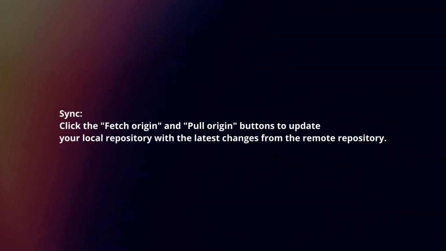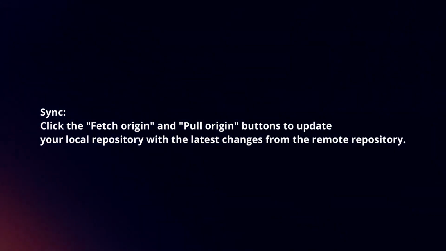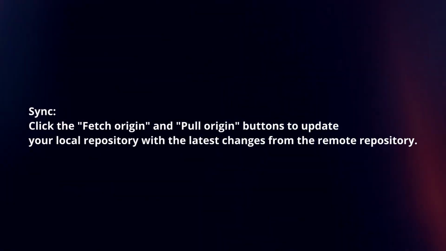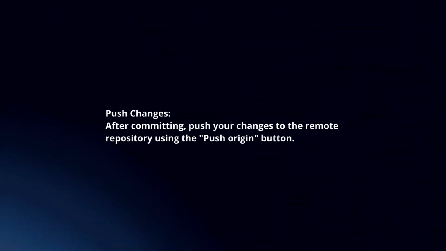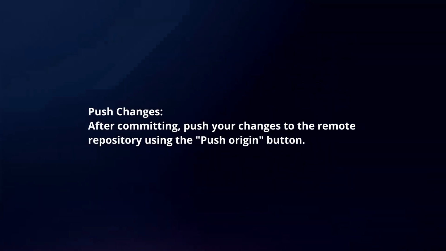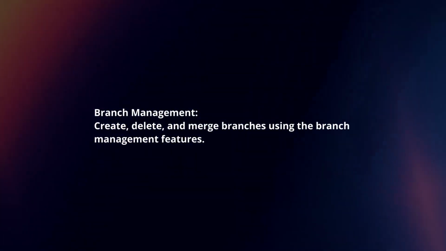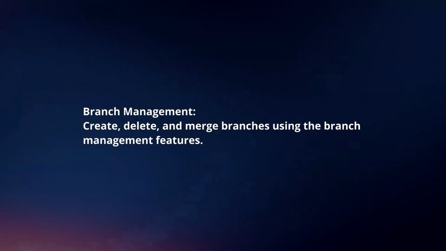Sync. Click the Fetch Origin and Pull Origin buttons to update your local repository with the latest changes from the remote repository. Push changes. After committing, push your changes to the remote repository using the Push Origin button. Branch management. Create, delete, and merge branches using the branch management features.